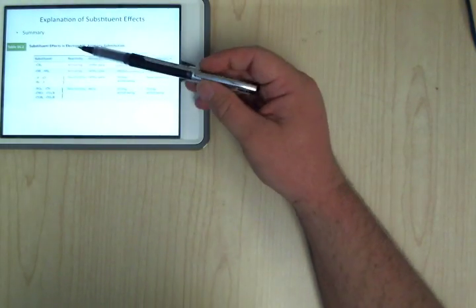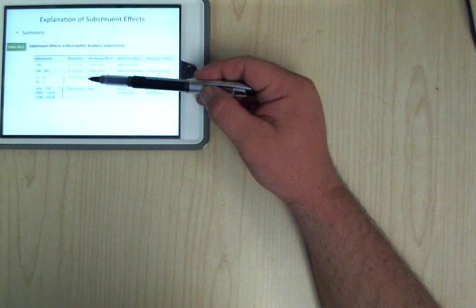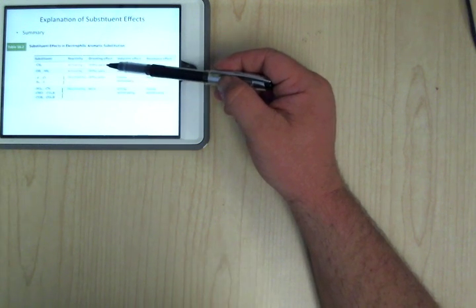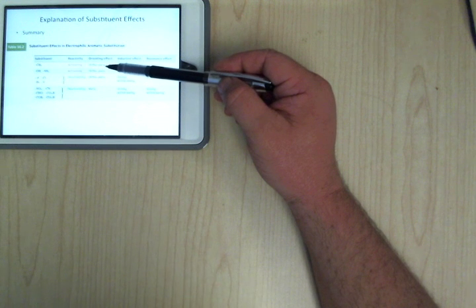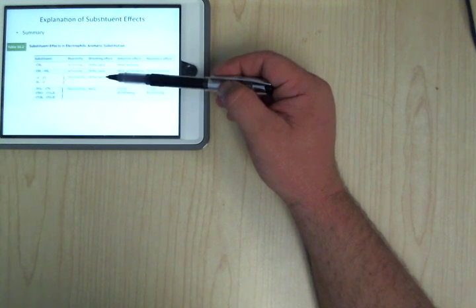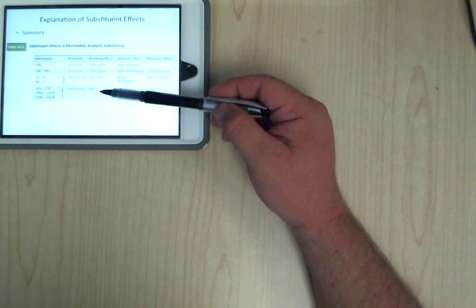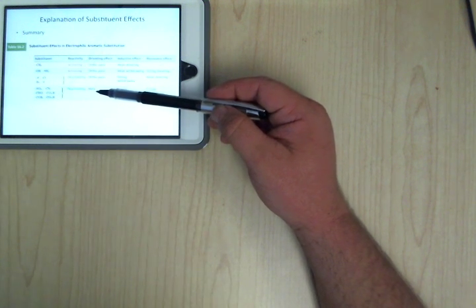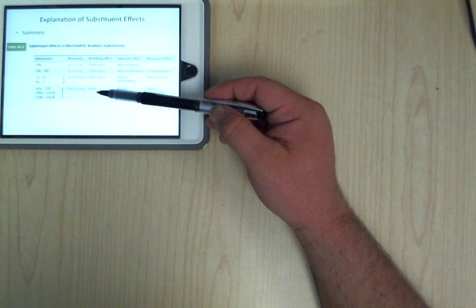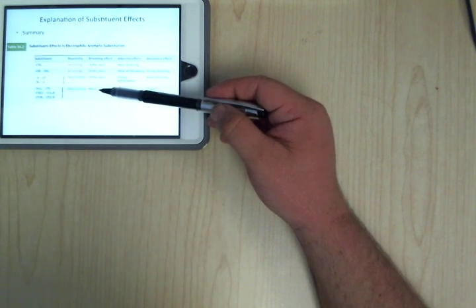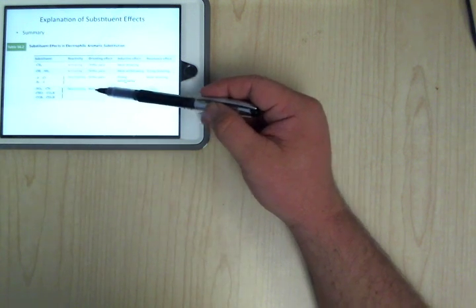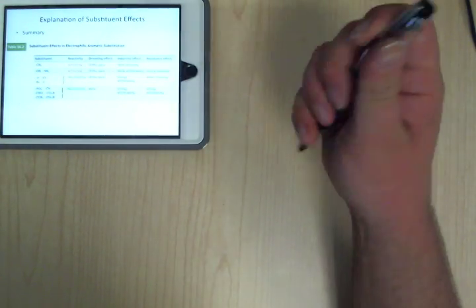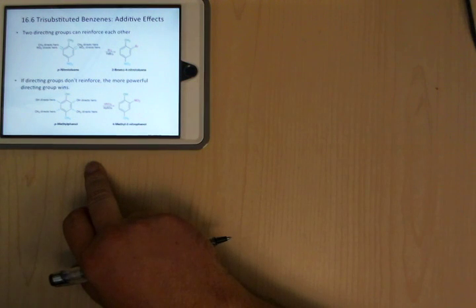Okay, just in summary: if you have lone pairs right next to the ring, it's an ortho para director, or just a regular carbon, a regular alkyl group. Those are all ortho para. If you have an N double bond O, C double bond O, S double bond O, C triple bond N right next to the ring, it's a meta director. Okay. Now those are also deactivating. Halides are deactivating even though they are ortho para directors.